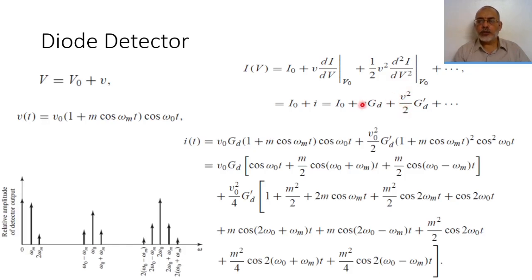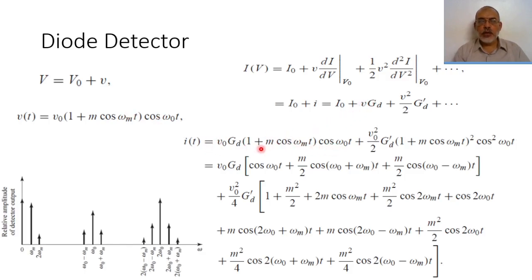We are going to replace this small v by V naught multiplied by 1 plus m cosine omega_m t, cosine omega naught t. So the small signal current i would be v, where v here is this voltage, V naught multiplied by g_d multiplied by 1 plus m cosine omega_m t, cosine omega naught t. This is the first term.